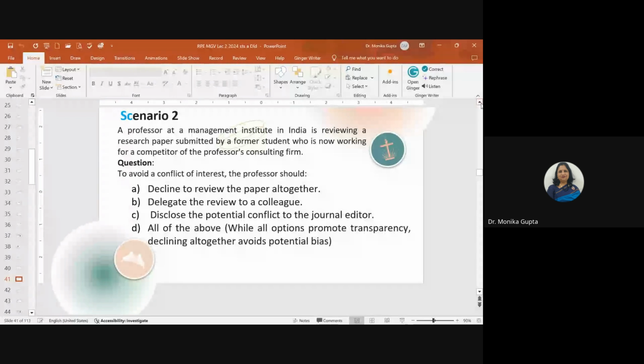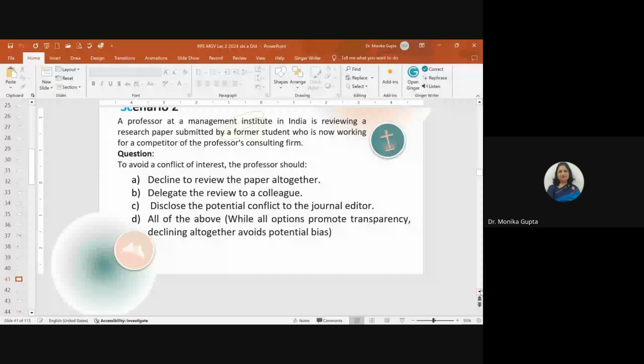I think he should simply decline. This is what the professor can do. He may not have the authority to delegate, and it may be in line with the policies of the journal. So delegation may be done by the journal editor, but he can definitely decline. So it should be A. We can simply decline. And there's no need to disclose to the editor. Why should we?